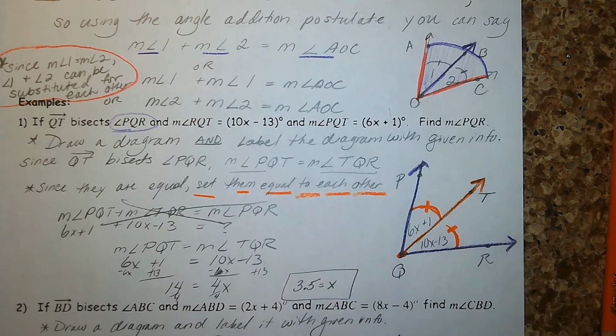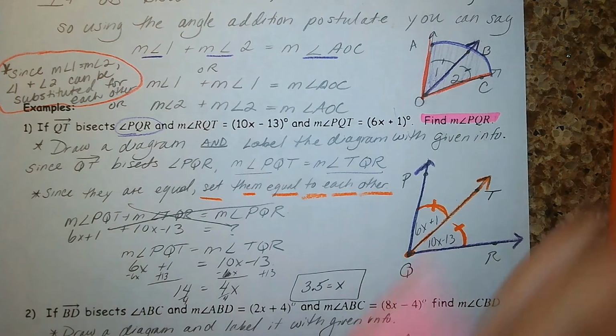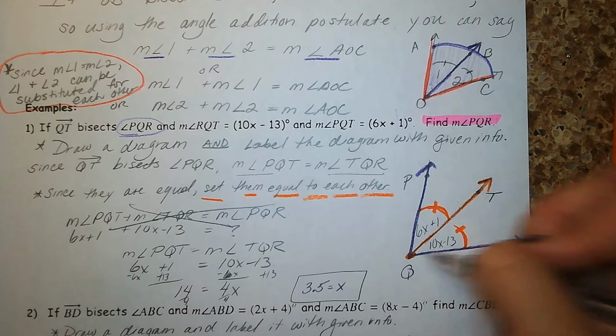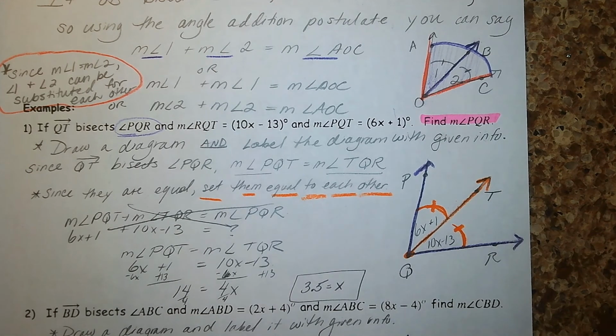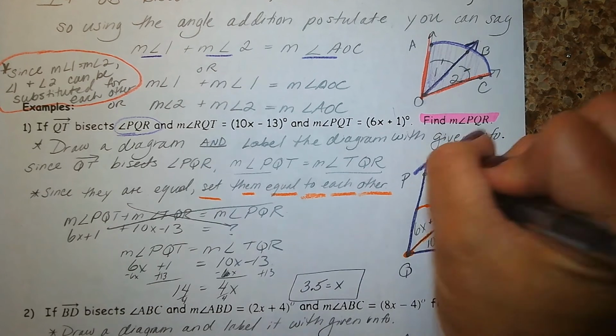It does not matter. But always go back. Yes, we just found x. But what did the question say to find? This is the key thing. It says find PQR. Did we find angle PQR? PQR, that's the whole big angle. Well, you know what we have to do? We now have to do some substitution. We have to put x in here.